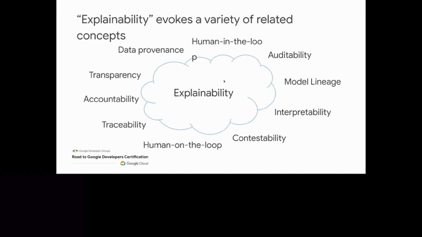There are so many interesting discussions. Explainability evokes a variety of basically related concepts. So everything from transparency, accountability, traceability, human in the loop to make sure everything works right, contestability, interoperability, model lineage, auditability. So the whole idea is you constantly make sure that the system is explainable, nothing goes wrong, the model is fair, and you know why the model makes the decision that it does.